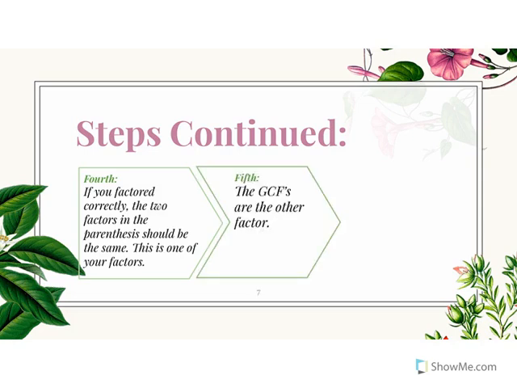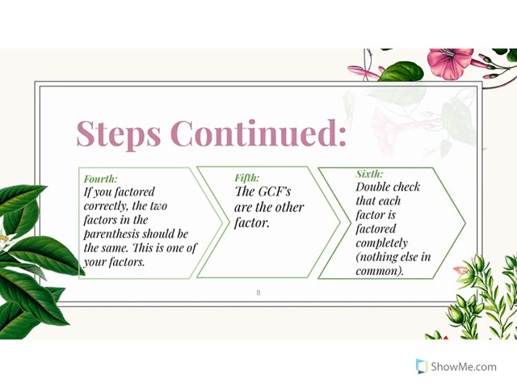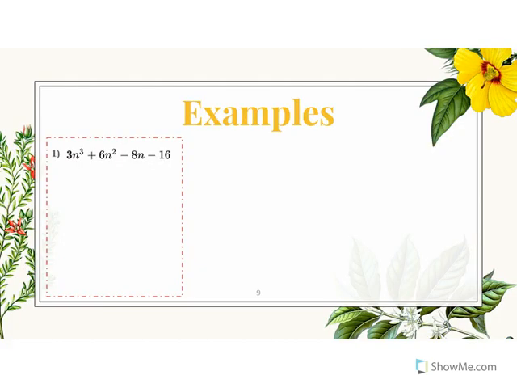Your fifth step is that the GCFs are the actual other factor. I'll be showing you all this because we're writing it down first. And then your last step, double check that each factor is factored completely and that there's nothing else in common in those parentheses. So for our first example, you are going to use factor by grouping. Anytime you are given four terms is when you are going to use factor by grouping.